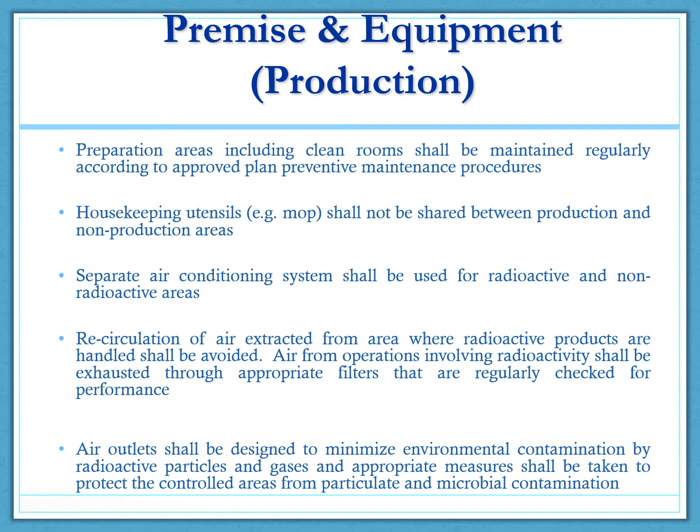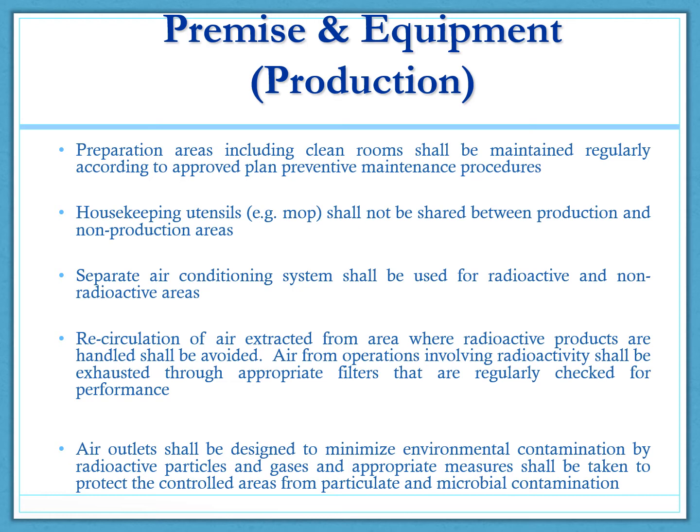So in terms of the preparation area, it should include a clean room which needs to be maintained regularly according to the approved PPM, and the housekeeping utensils such as mops shall not be shared between production and non-production areas. Our air conditioning should be separated between the radioactive and non-radioactive areas, and the recirculation of air extracted from the area where radioactive products are handled shall be avoided.